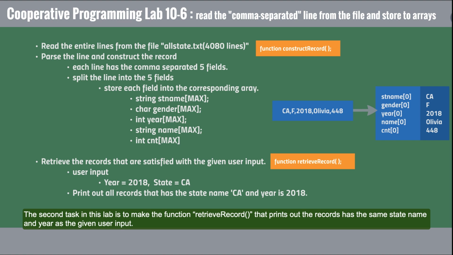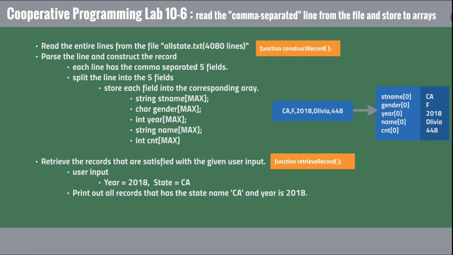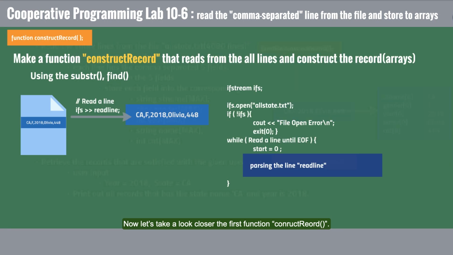The second task in this lab is to make the function retrieve record that prints out the records that have the same state name and year as the given user input. Now let's take a closer look at the first function, construct record.